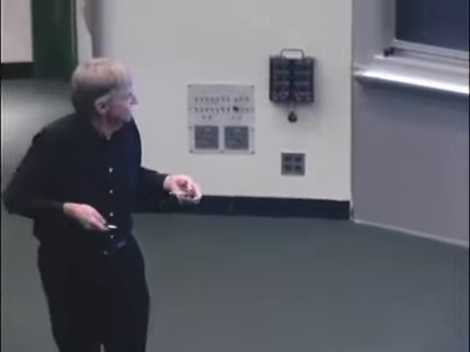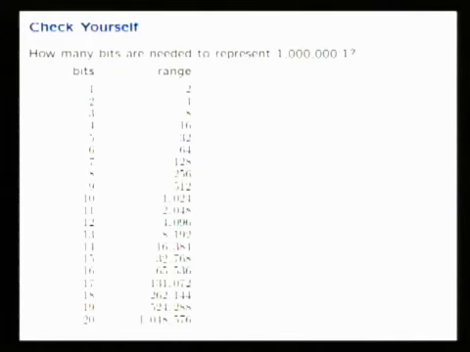So easy question. If you use 1 bit, you can represent 2 levels. If you use 2 bits, you can do 4, 8, 16, 32. By the time you get to 10 bits, you're up to 1024. By the time you're up to 20 bits, you're up to 1024 squared. So 20 bits ought to do it.